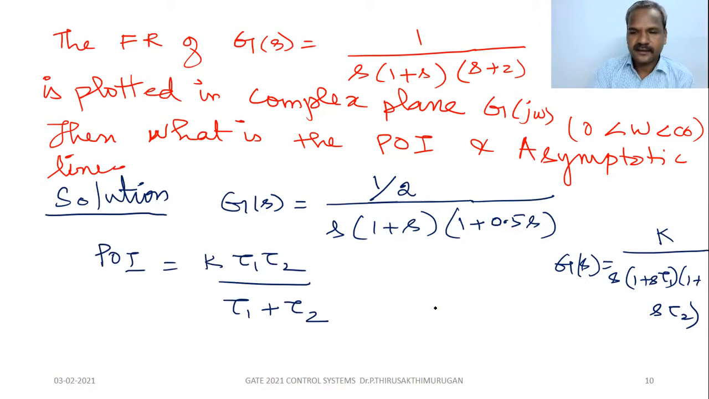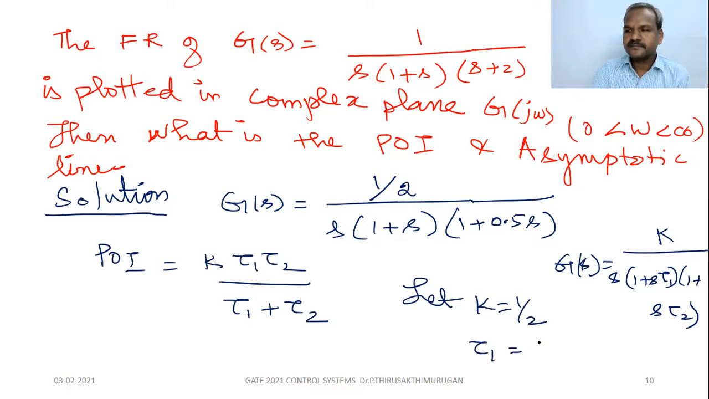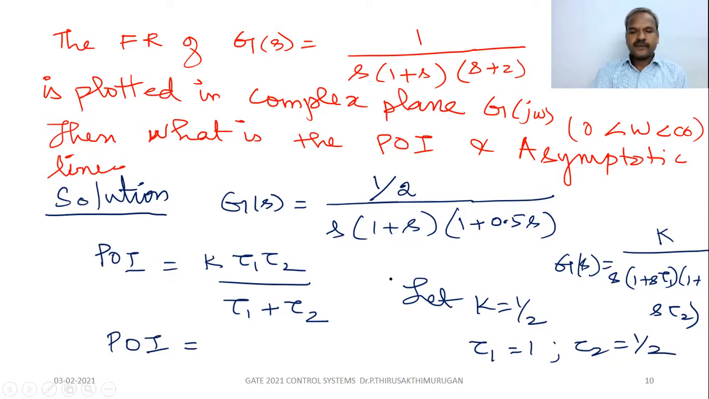First, let us assume K equal to 1 by 2, tau 1 equal to 1, and tau 2 equal to 1 by 2. Let us substitute here. The point of intersection becomes 1 by 2 into 1 by 2, that is 1 by 4, divided by 1 plus 1 by 2. So we will be getting 1 by 6, right?